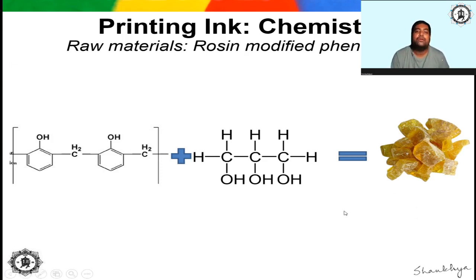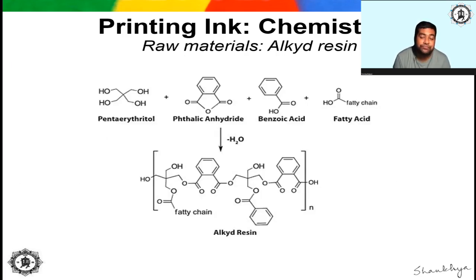So when rosin is modified with the help of some phenolic resin, the resulting compound that is created is known as rosin modified phenolic resin. That is also a very popular type of resin that is being used. Yes, another type of resin that is used is known as alkyd resin.